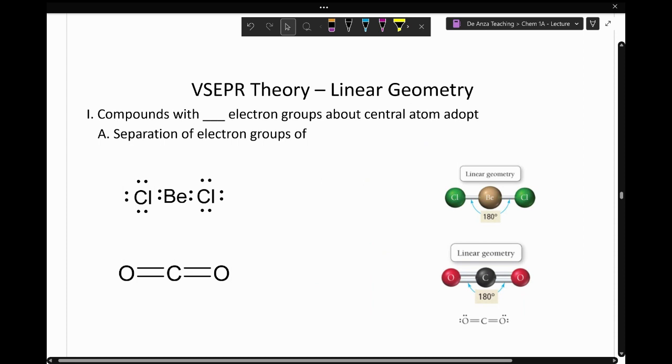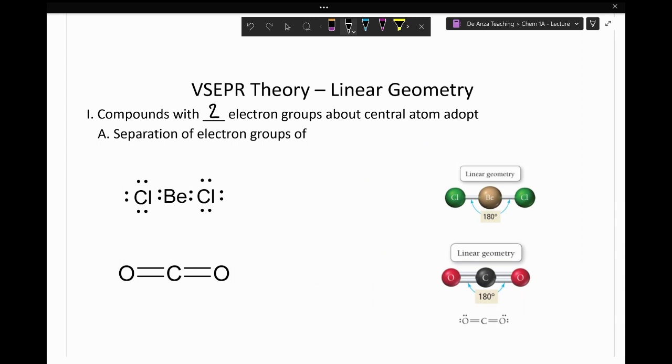We're going to first look at compounds with two electron groups around that central atom, and we're going to say that they adopt a linear geometry. We're going to start by just looking at cases where we have compounds that only have bonding electrons for our central atom. The separation of these electron groups is going to be a 180-degree separation. And that maximizes the distance between each of the different components. So this is the maximum separation. And we're going to look at two cases of this.